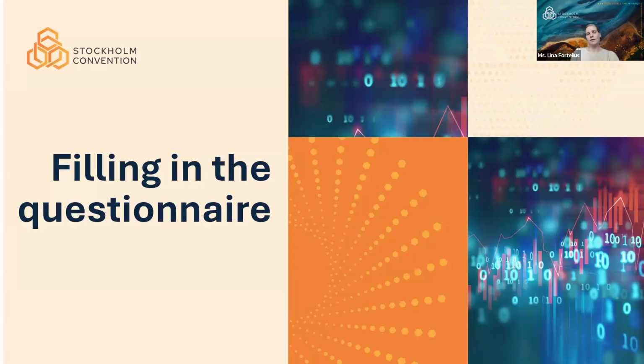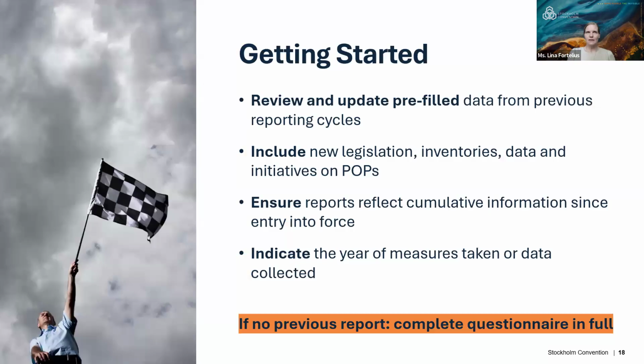So let's now start filling in the reporting format, and I will go very briefly. This is only scratching the surface, but I still wanted to go through a bit what needs to be done. So getting started, review and update the pre-filled data from previous reporting cycles. Include new legislation, new inventory data, and other reports on POPs. Ensure that the reports reflect cumulative information since entry into force of the convention in your country, and indicate the year of measures taken or data collected.